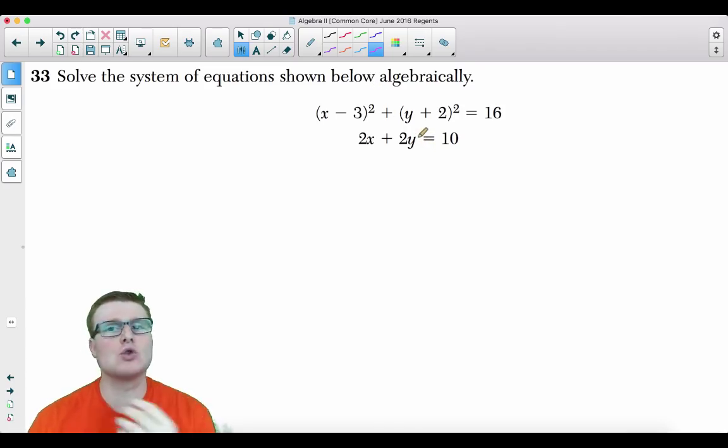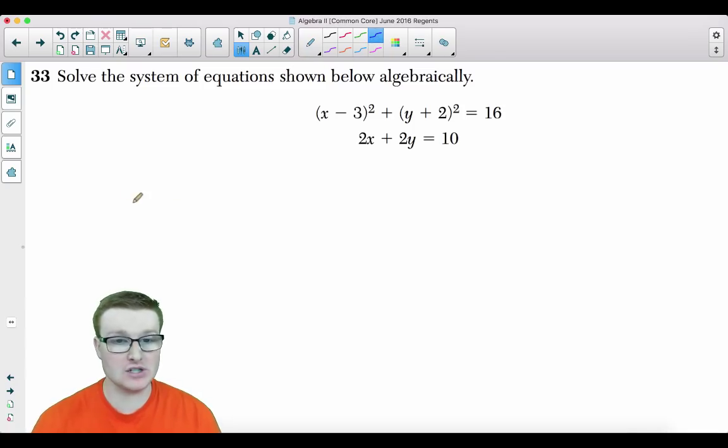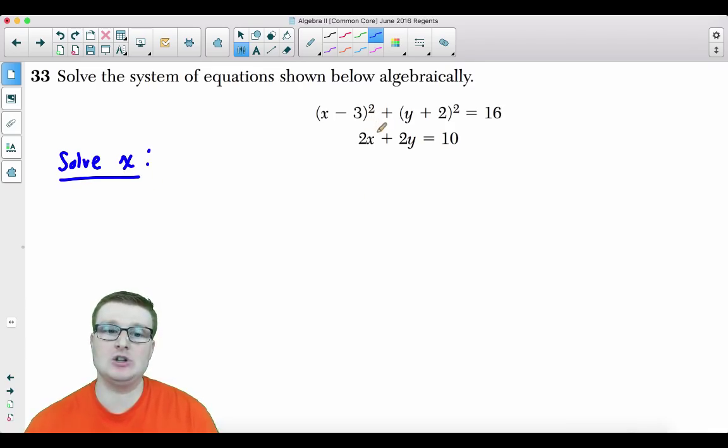So we got to get rid of one of these variables. Which one do I want to get rid of? Well, I want to get rid of the y's. So how do we do that? Well, the first thing we got to do is we got to solve for x. Okay, how do we solve for x? Well, you need to do what's called substitution.